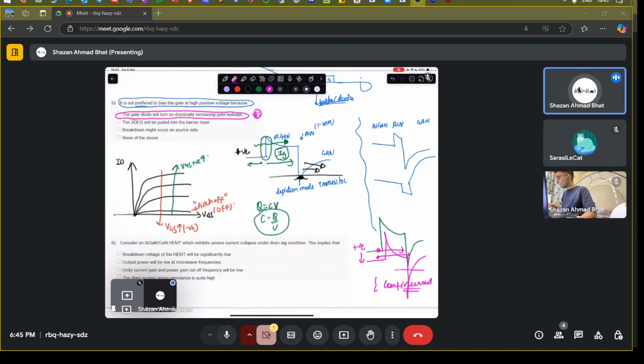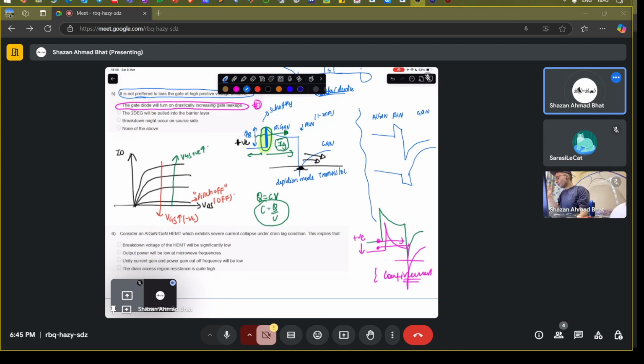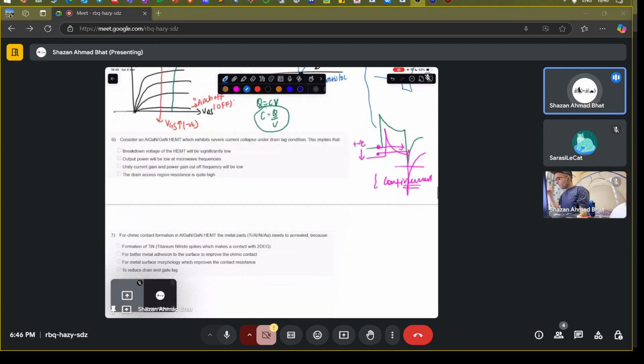So what diode is he talking about? He's talking about this diode. It's basically a Schottky diode, because this is the Schottky barrier, phi B, this particular barrier. So it will turn on, and when it turns on, the current will flow and it will be detrimental. You don't want the gate current to flow. You just want it to control the channel capacitively, electrostatically, using the electrostatic fields, not the currents. There's a difference.